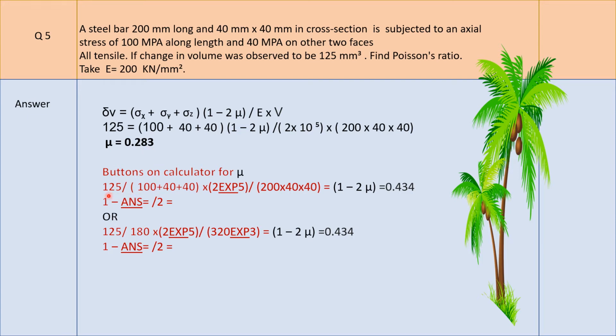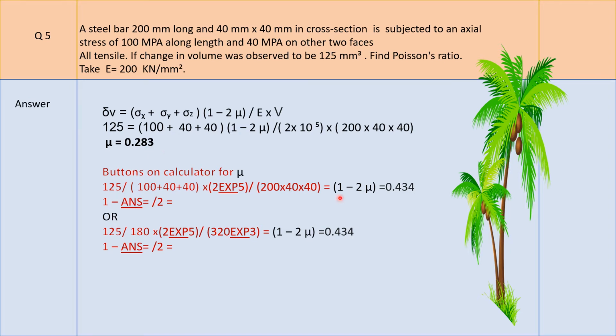Try it once again. 125 divided by bracket open 100 plus 40 plus 40 bracket close into bracket open 2 exponential 5 bracket close divided by bracket open 200 into 40 into 40 bracket close is equal to, after that 1 minus answer is equal to divided by 2 is equal to, this will give the answer 0.283.